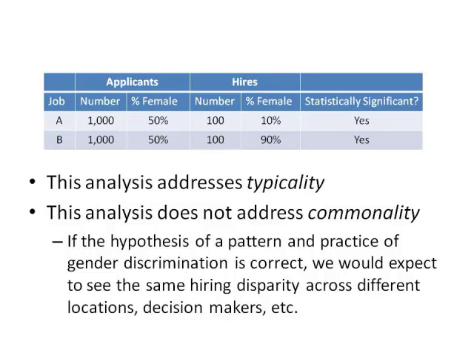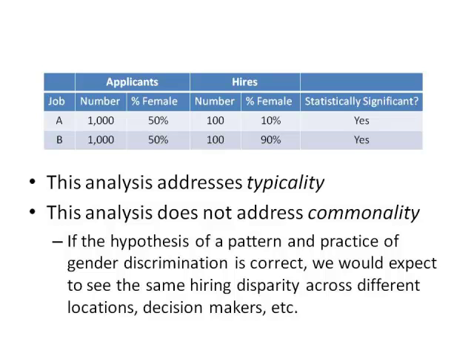Now here, for the two different jobs, we see the number of applicants, the percent female among the applicants, the number of hires, and the percent female among the hires, and whether or not the disparity, that is the difference between the number of females expected to be hired versus the number of females actually hired, is statistically significant. We see for both jobs, the number of applicants is 1,000, and 50% of those applicants are female. We also see that for both jobs, 100 hires were made. There were 100 people hired for job A and 100 people hired for job B.